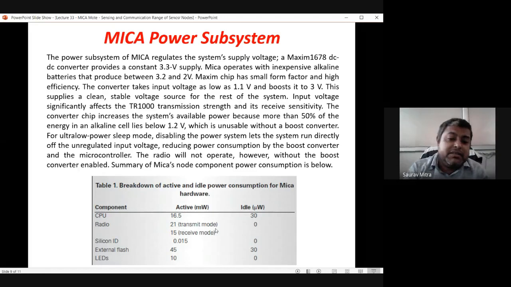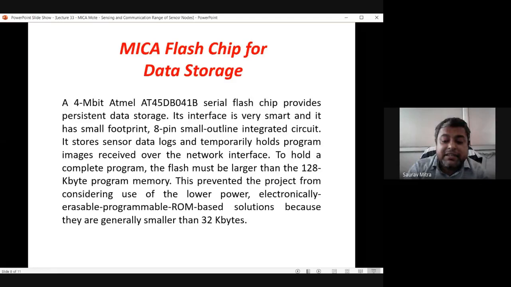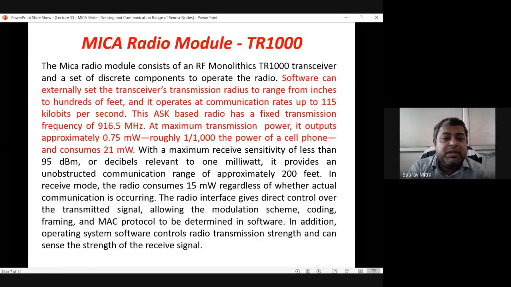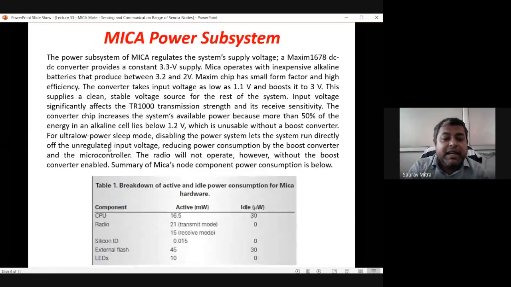For radio communication, in transmit mode it is 21 milliwatt, as given in the previous slide. At the receiving mode, it is using 15 milliwatt. This is when active. At idle mode, it is neither doing any transmission nor any receiving. So transmission, receiving, or radio power is zero when the node is in idle mode. Idle means it is not sensing anything and not transmitting anything, so all the transmission and receiving power are zero.